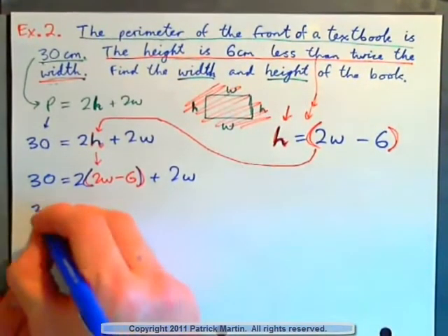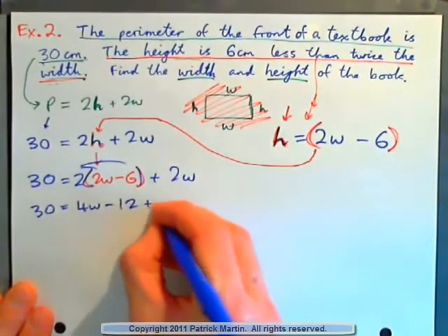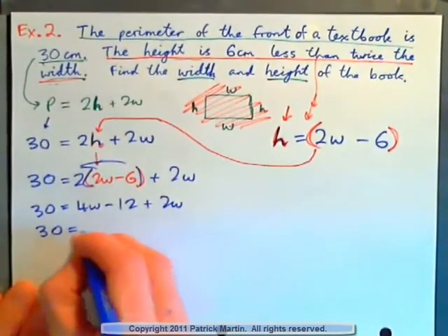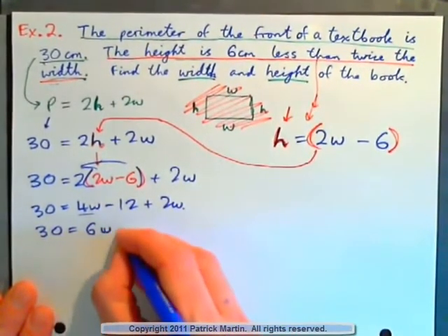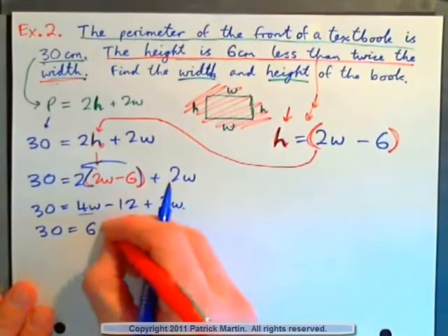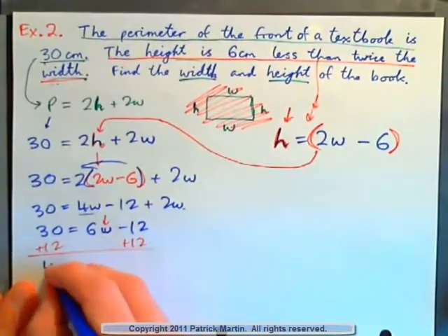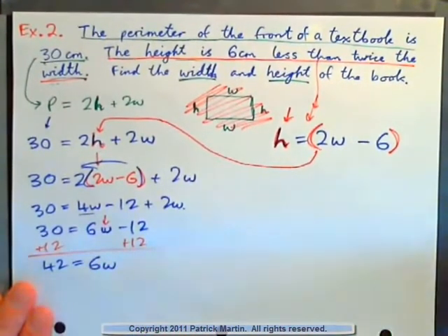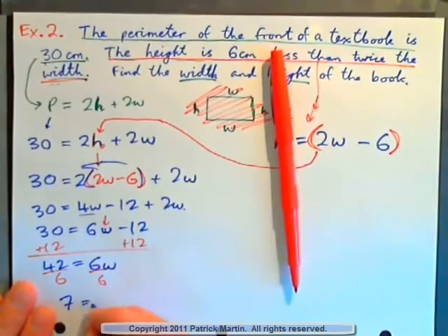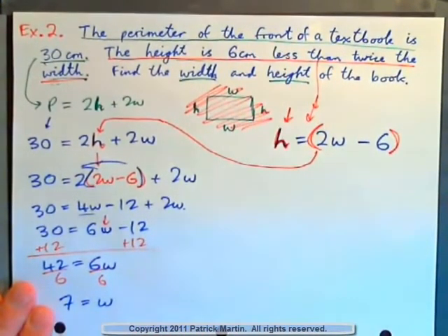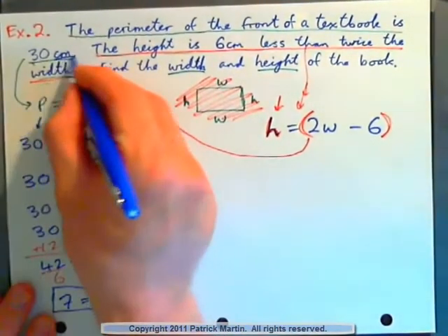Okay, now I'll do it. 30 equals, distributive property, 4W minus 12 plus 2W. Add like terms on the right hand side. 4W and 2W makes 6W minus 12. Solve for W. Add 12 to both sides. 42 equals 6W. Divide both sides by 6, and I have 7 is equal to W. 42 divided by 6 is 7. So my width is 7 centimeters.